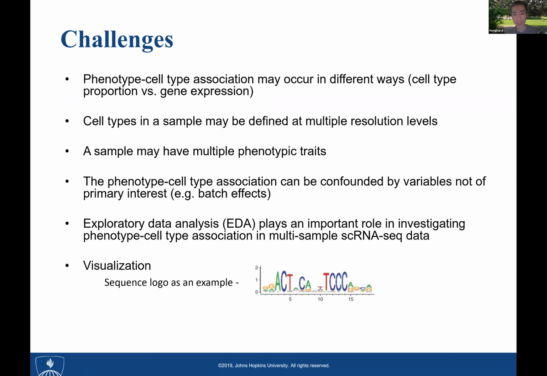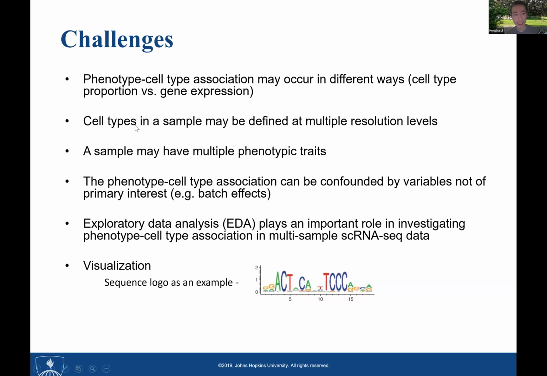First, the phenotype-cell type association can occur in multiple different ways. For example, for a given cell type, the sample phenotype may be associated with its abundance, say the cell type proportion. Or the phenotype could be associated with the gene expression profile of that cell type. Or the phenotype can be associated with both cell type proportion and gene expression. And a priori, we don't even know which type of feature, whether the cell type abundance or gene expression, is actually associated with the phenotype.